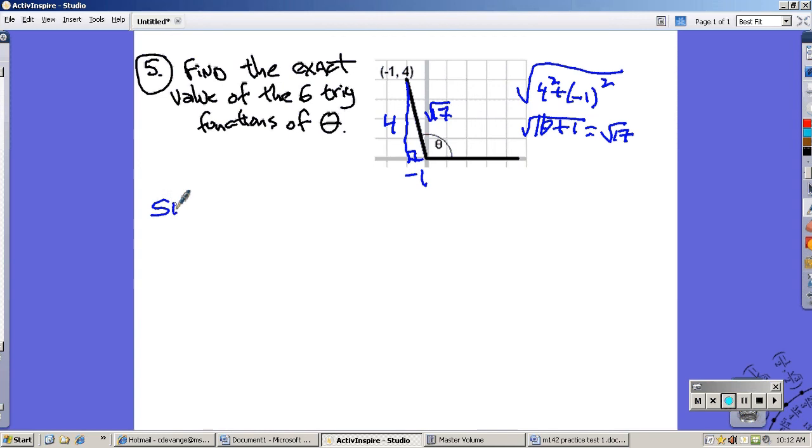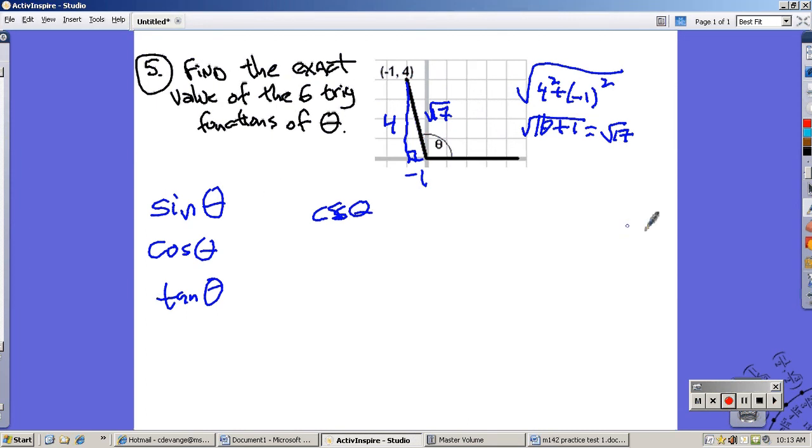So now I can do these values: sine of theta, cosine of theta, tangent of theta. Notice I don't know the measure of theta. I just don't know it. But what I can do is using these relationships, I can find what the trig functions of it are.